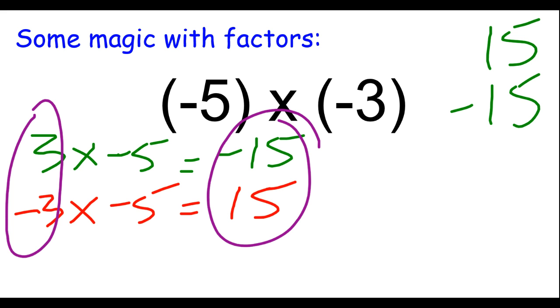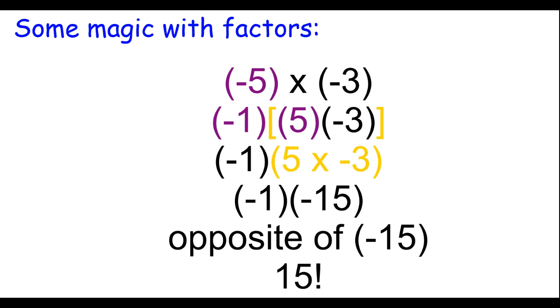Another way we can think about it using the opposite mentality is that this -5 can be thought of as the opposite of 5. This -3, that sign can be thought of as the opposite of 3. And the opposite of an opposite is just the thing itself. So the opposite of a positive number is a negative number. The opposite of a negative number is a positive number, and we can do that using factors. Because we know, or we can think about the fact that -5 is the same as -1 times 5.